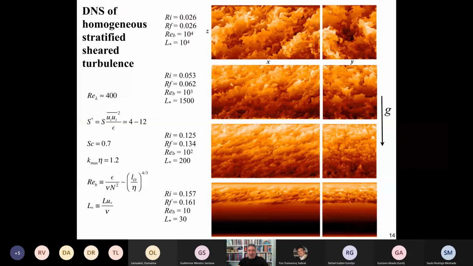So now I'm showing both planes. This is X and Z that I was showing before in the movies, and now I have the other plane, the YZ plane, and you can see how things are changing as stratification increases.